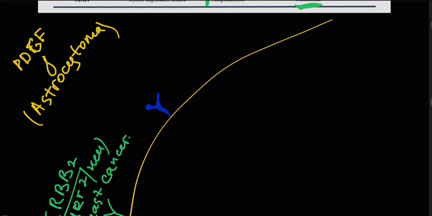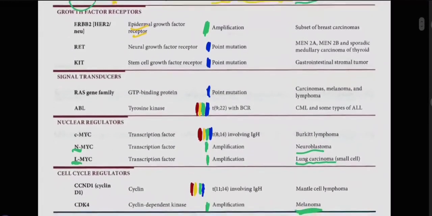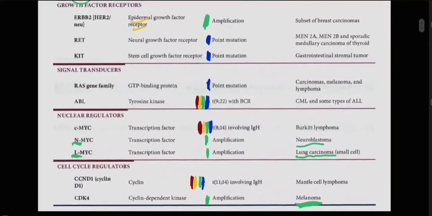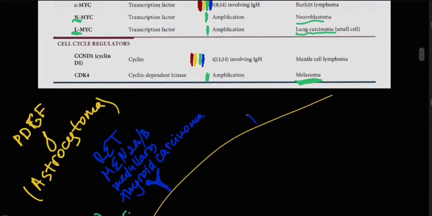Point mutation occurs in three types of functioning molecules. There are growth factor receptors, signal transducers. Okay, first one is RET. When the RET gene is mutated, the patient can have multiple endocrine neoplasia type 2A or 2B, MEN 2A or B, or sporadic cases of medullary thyroid carcinoma. Next receptor which is mutated is KIT, and gastrointestinal stromal tumor, GI stromal tumor.